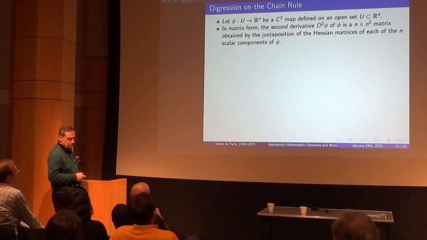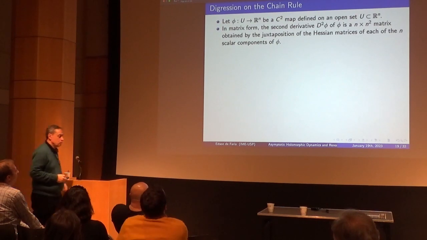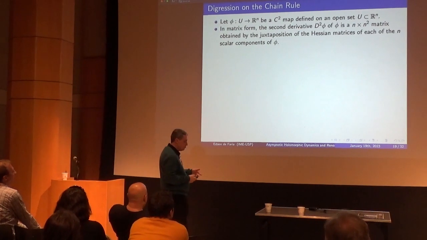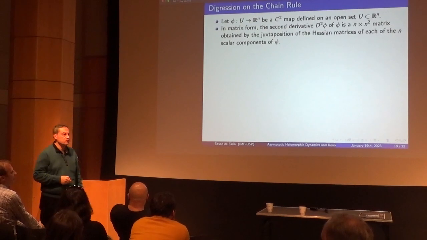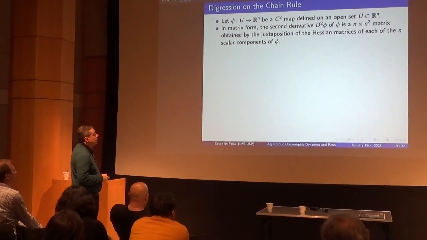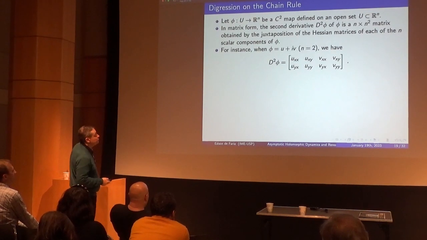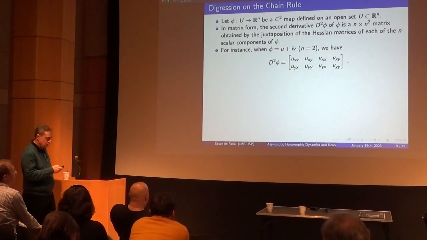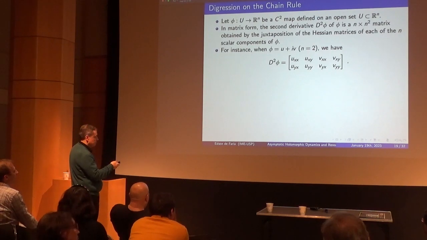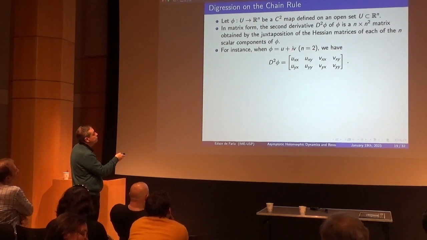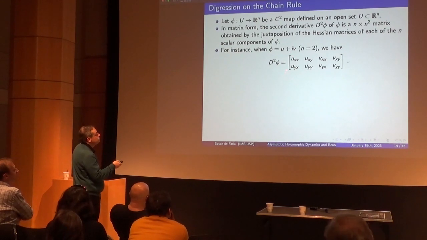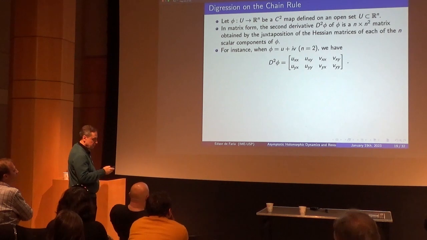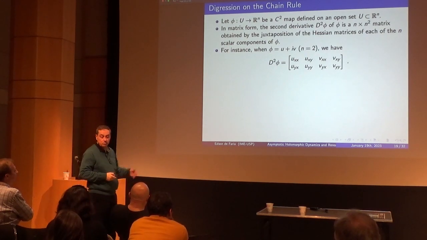So you have a map, let's say in R^n, which is C2. The second derivative as a matrix is just a juxtaposition of the Hessians of the various components of the map, so you get a matrix which is n by n squared. For instance, in dimension 2, which is really what matters to us here, you can write the map as the real part u plus i times the imaginary part v. The second derivative is the Hessian of u juxtaposed with the Hessian of v. That's what the second derivative is in matrix form.